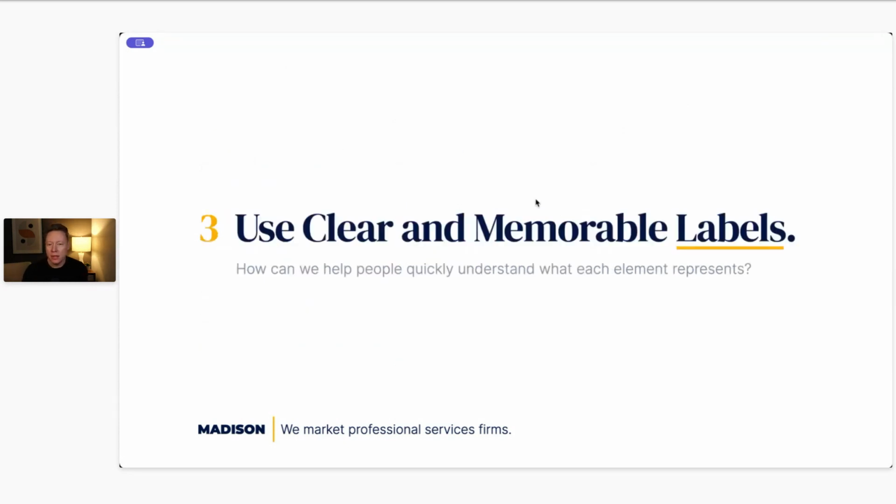Number 3, use clear and memorable labels. So how can we help people quickly understand what these things are? Sorry, real quick, Michael, I notice you don't have uniqueness here. That you have a unique skill or angle to help customers. How do I answer that?